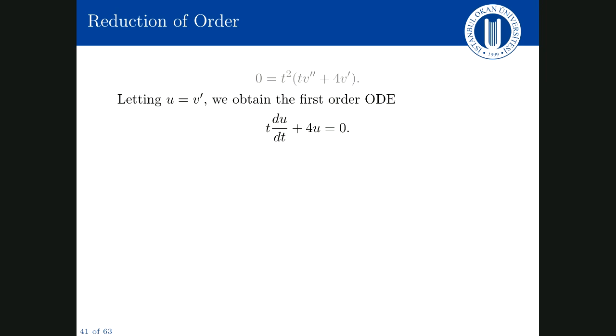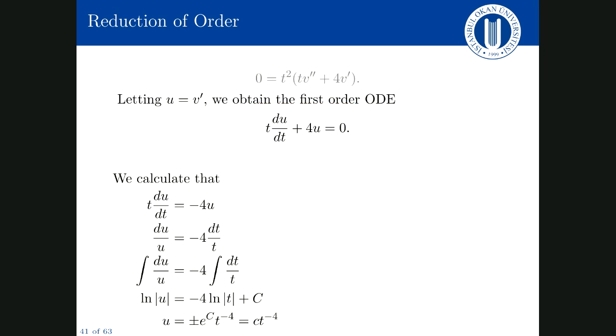We have a first order differential equation. We need to solve this to find u. This equation is a separable equation, and it's also a linear equation. I'm choosing to solve this as a separable equation. We can calculate that u must be some constant, small c, multiplied by t to the power minus 4.